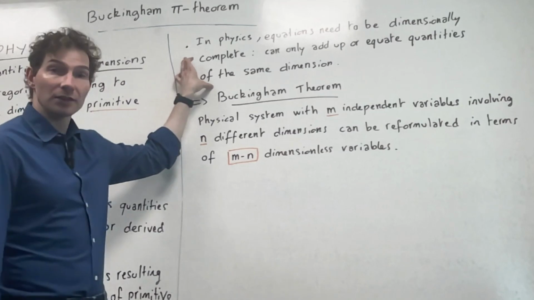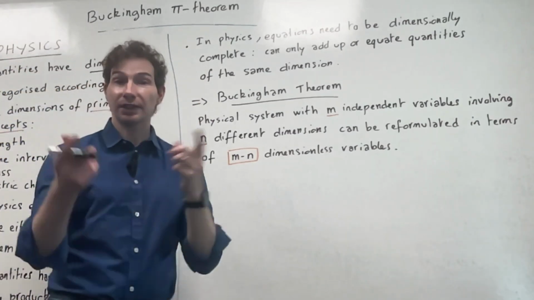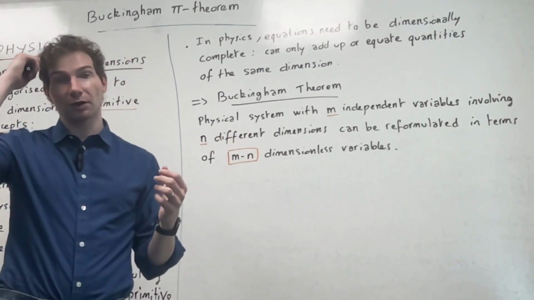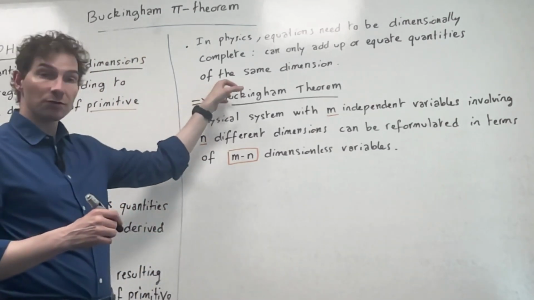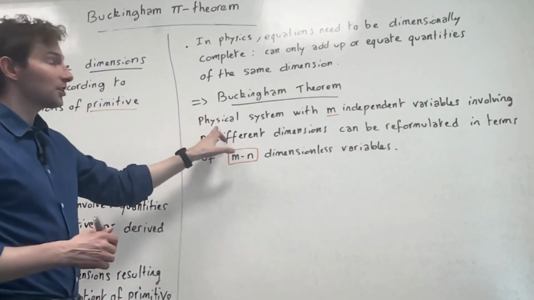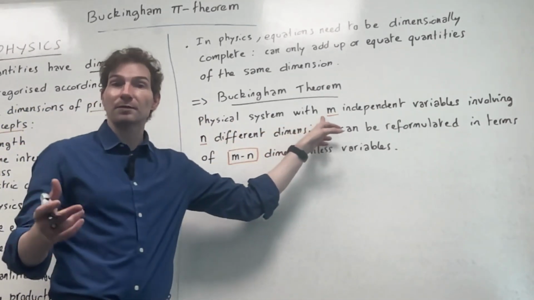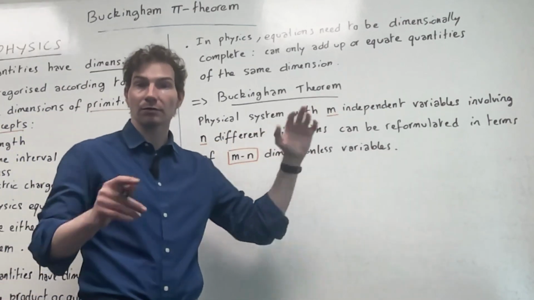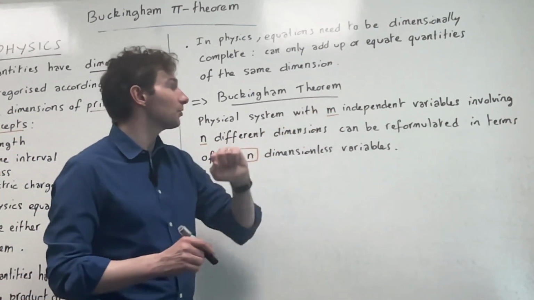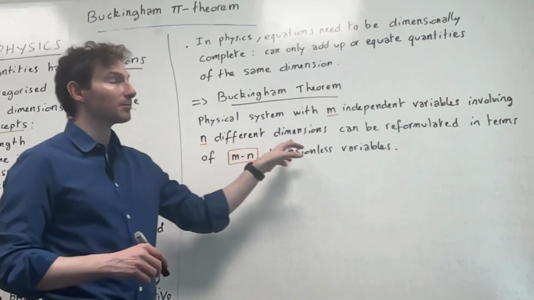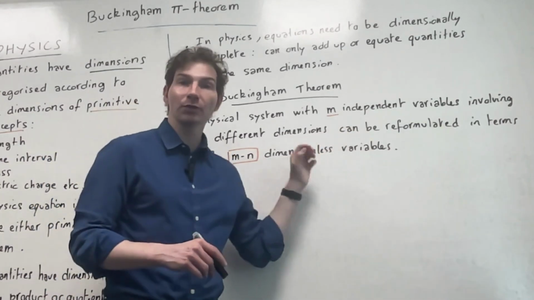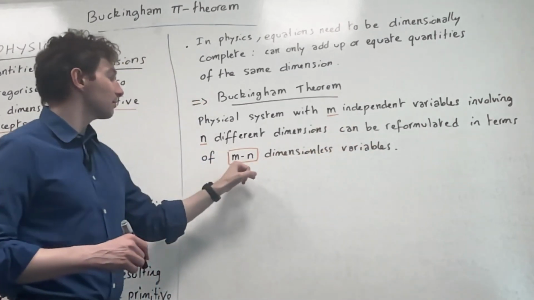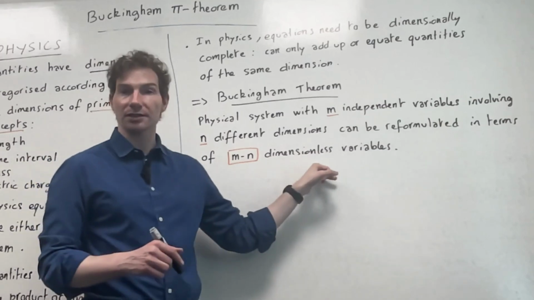Now, if you take this particular statement seriously, I'm just going to state it here because, to be honest, it does not necessarily require much proof. A consequence of this requirement is that if you have a physical system characterized by m independent variables, and we are going to give an example in a few seconds, involving n different dimensions, then you can reformulate whatever number of equations you had for your physical problem in terms of simply m minus n dimensionless variables.